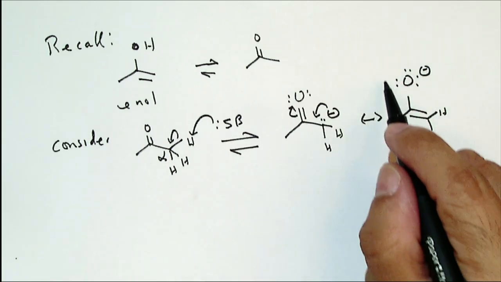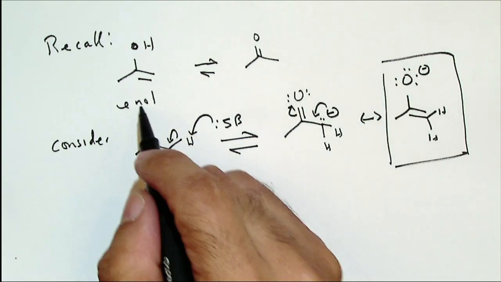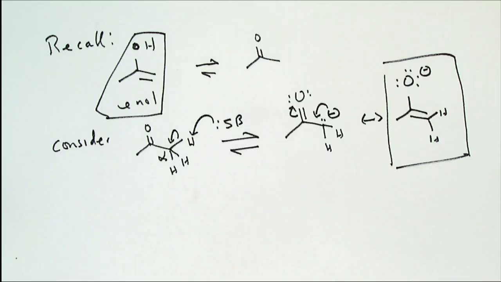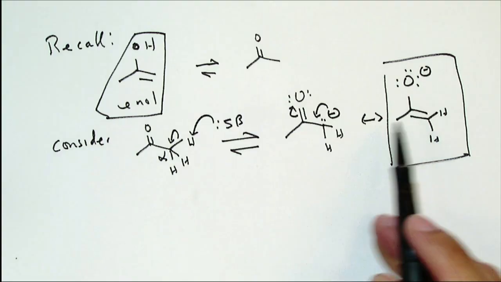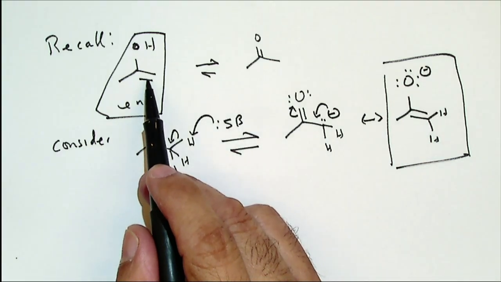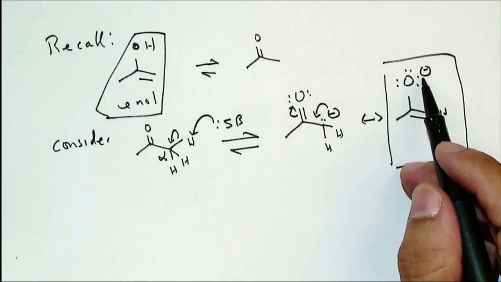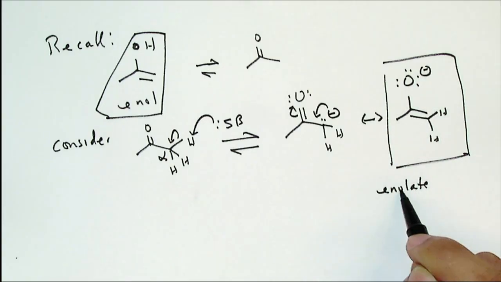Now, if you compare this particular species with this one, which we've encountered before in Orgo-1, then you see that it actually looks very familiar, right? You have the carbon-to-carbon double bond here, carbon-to-carbon double bond here. The only difference is here you have an OH, and here you have an O with a minus charge. So rather than being an enol, this is what we call an enolate.